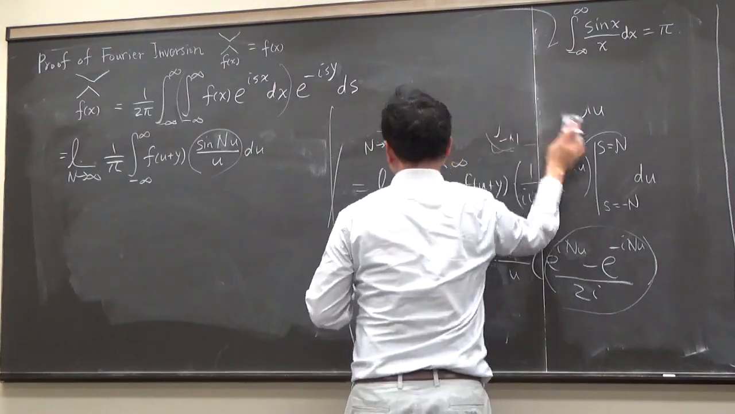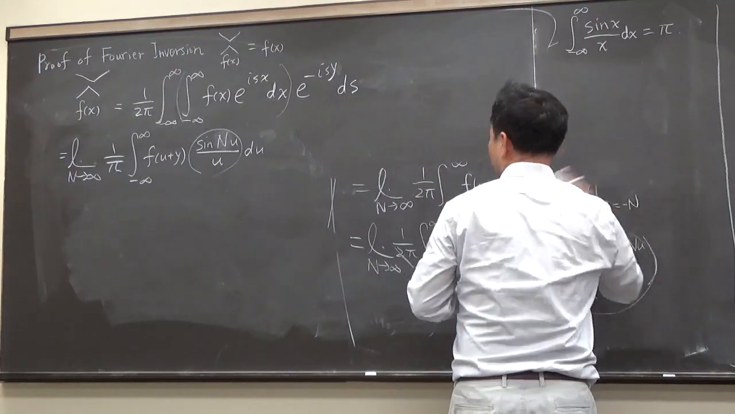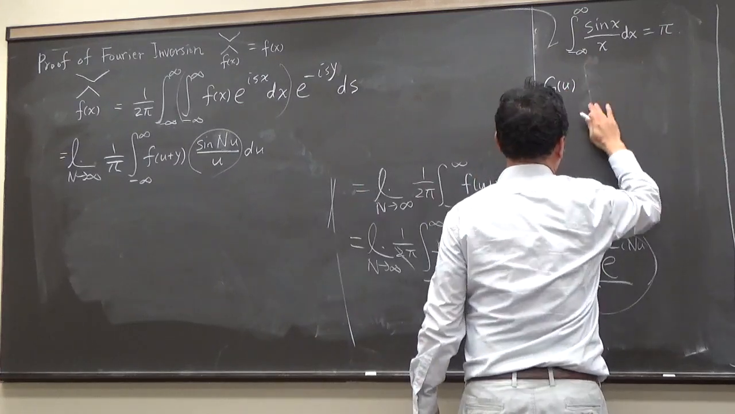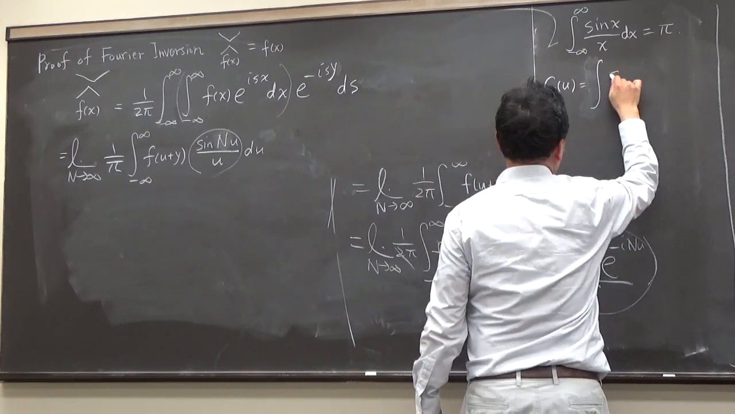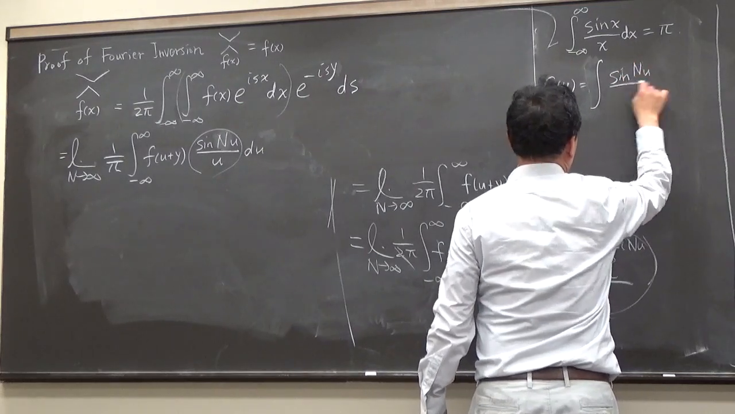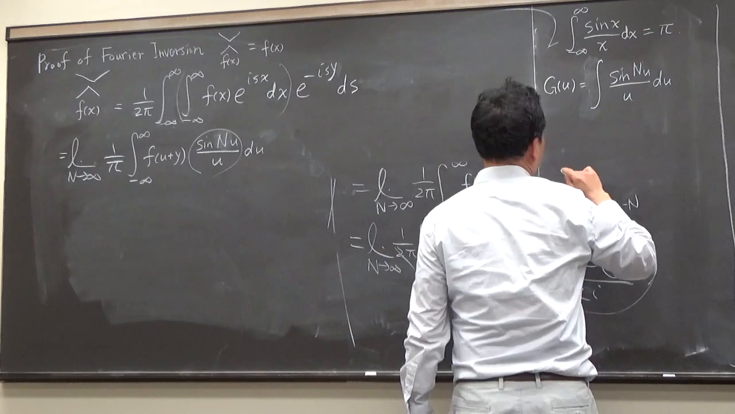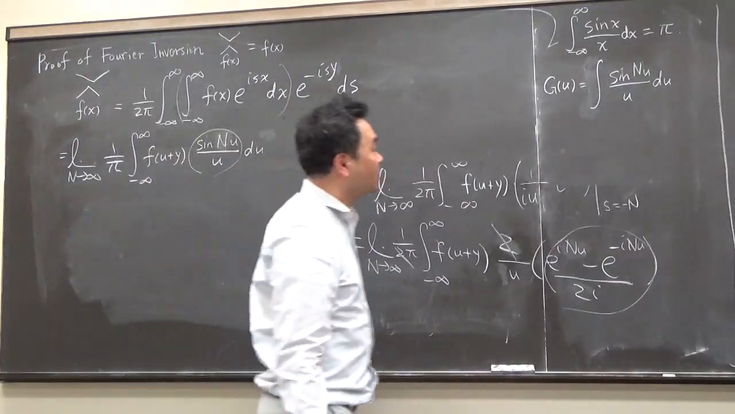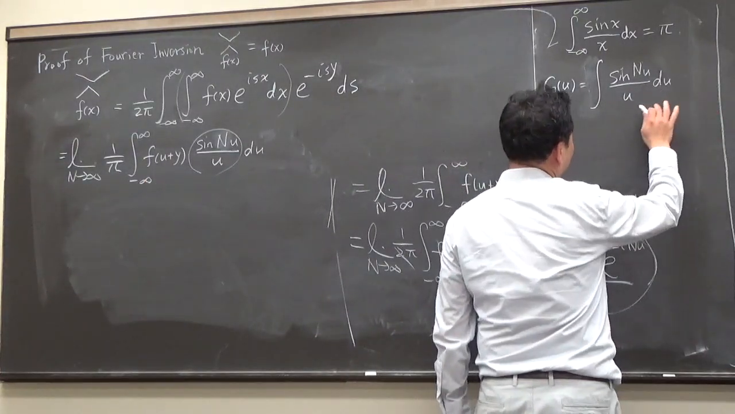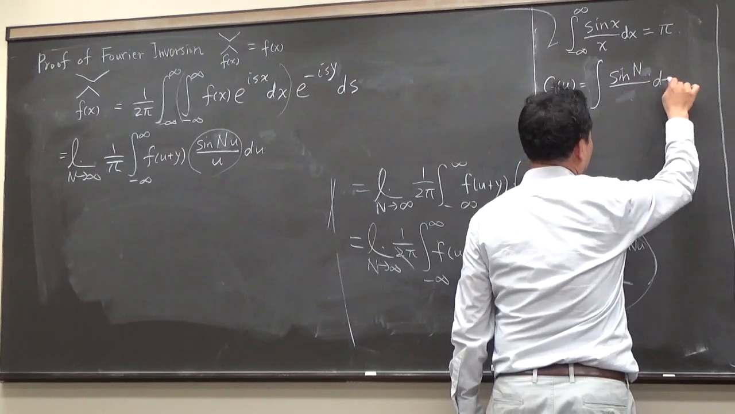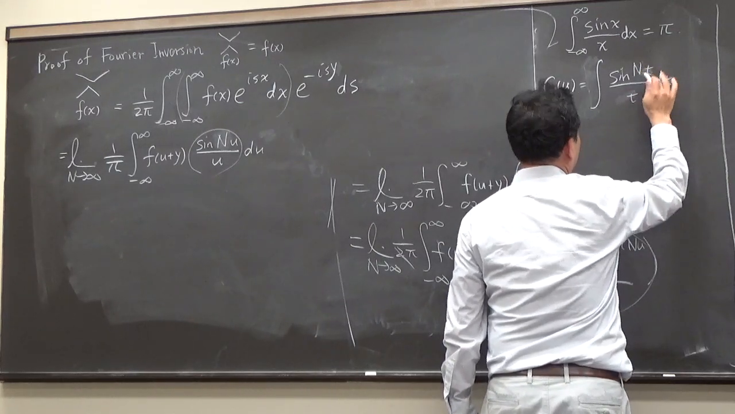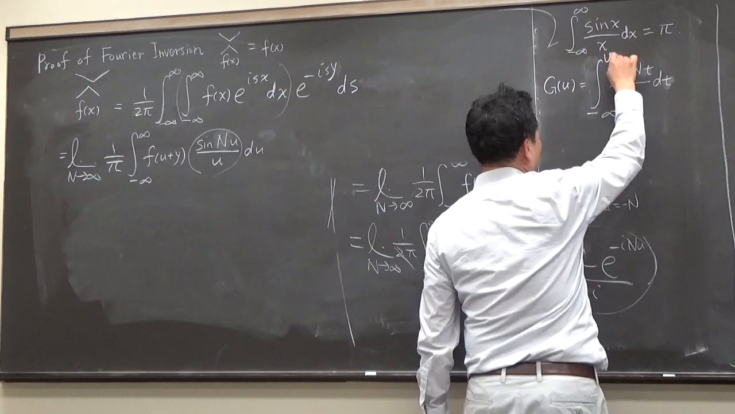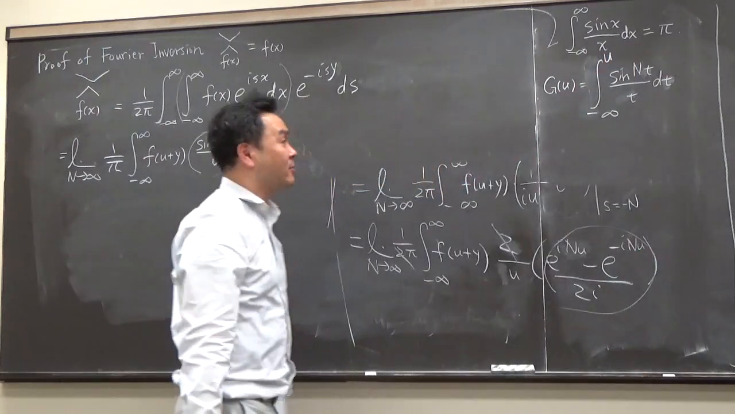So for the time being, let's define g of u as this unknown antiderivative, the integral of sine nu over u du. But it's really any integral, right? So instead of writing it this way, I want to write it as a definite integral. So let me replace u's by t's, and then we make the integral from negative infinity to positive u, so that it's a function of u at the end of the day, right?